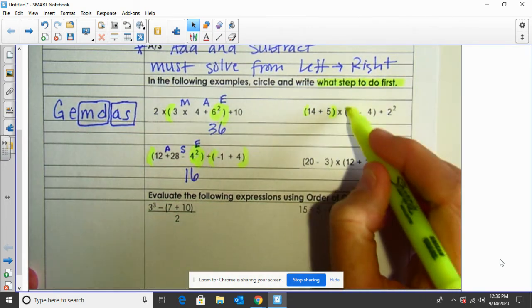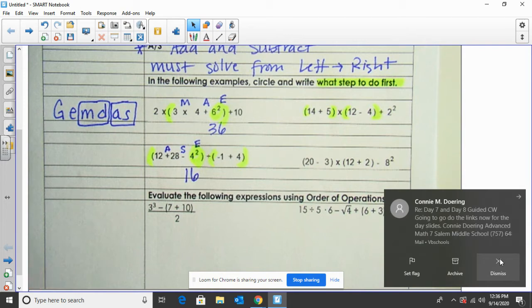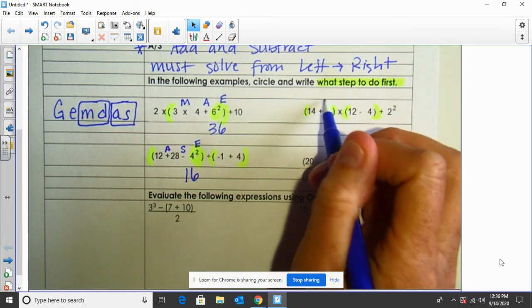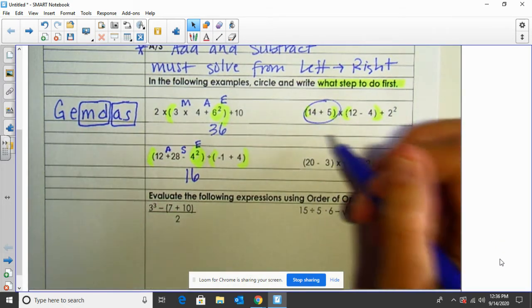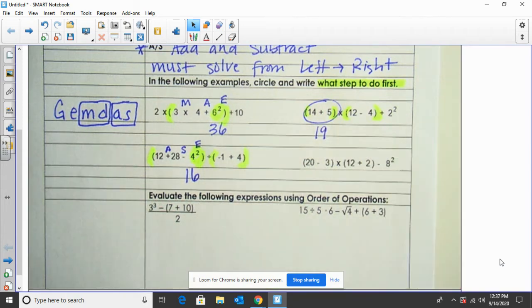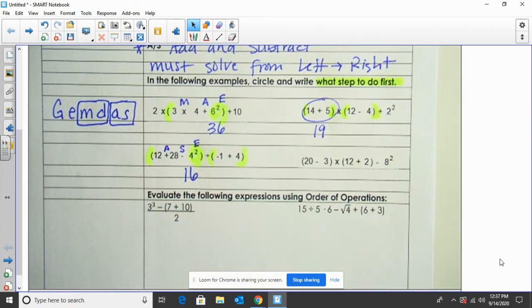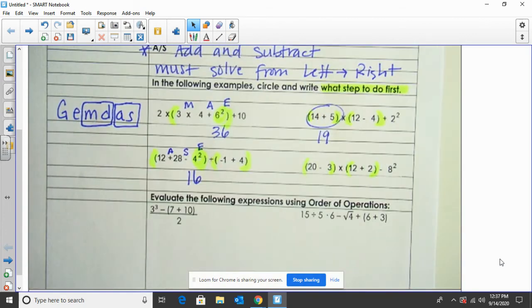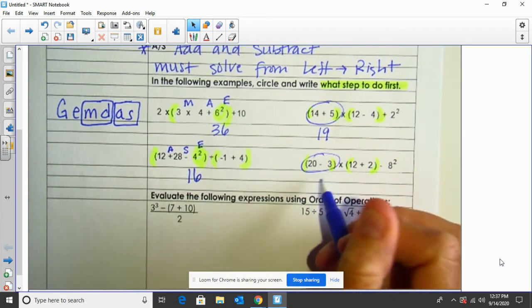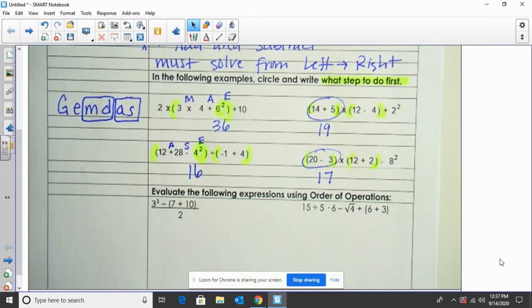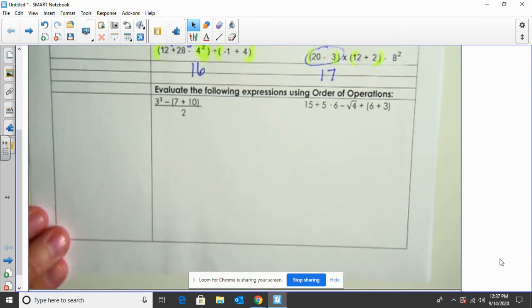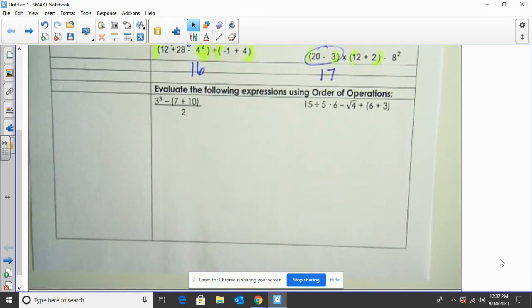This problem over here, I run into a couple of my grouping symbols. So I'm going to start on the left, which in this case is over here. So 14 plus 5, that's 19. And in the last one down here, again, I see two grouping symbols, here and here. And I would start with the one on the left, and 20 minus 3 is 17. Okay, so that was just identifying what we would do first. The next two, we're actually going to solve, right?